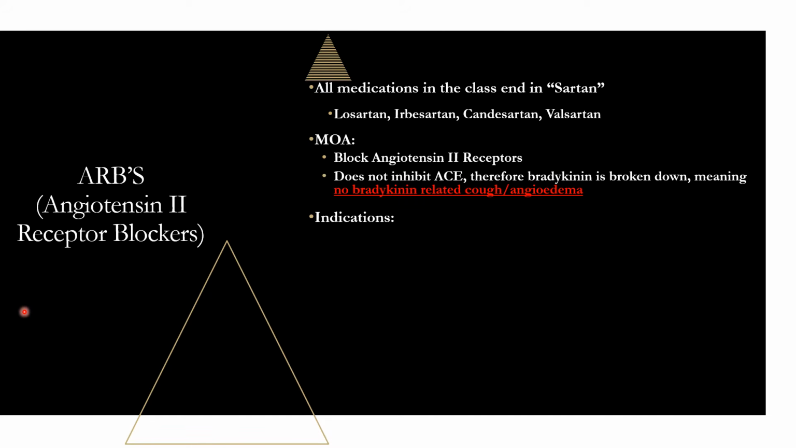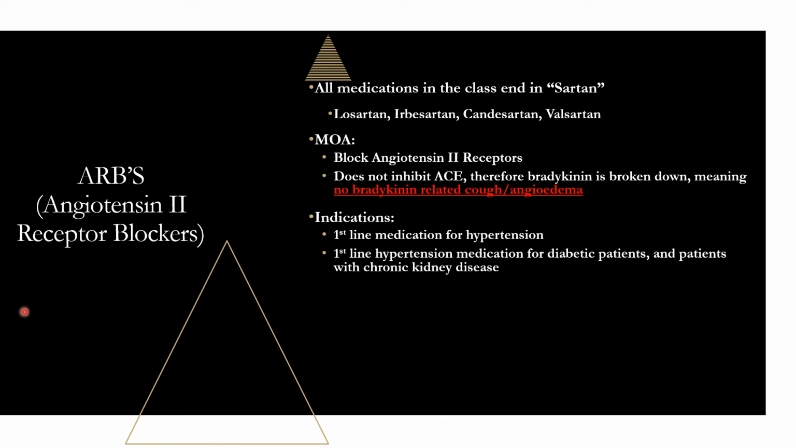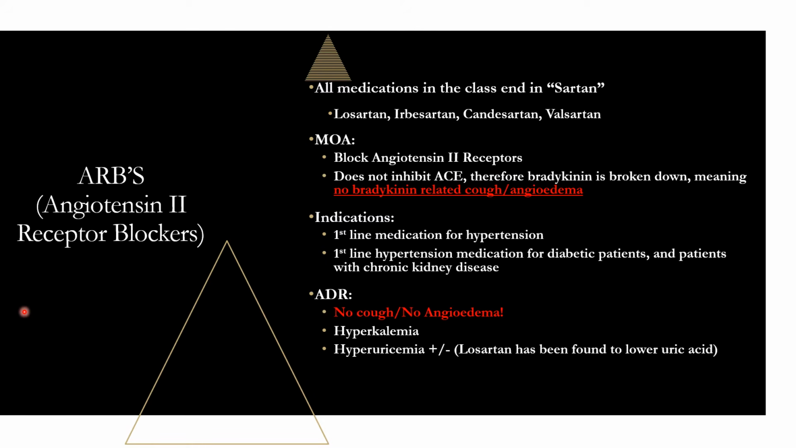Now, as far as the indications, it's pretty similar to ACE inhibitors. First line med for hypertension, as well as your diabetic patients and any patients with chronic kidney disease. So pretty similar as far as the indications. Now, as far as your adverse drug reactions, you're still going to have hyperkalemia, but you're not going to have a cough, you're not going to have angioedema. That's really the key. So hyperkalemia is still present, but that cough and angioedema no longer present. That's really the main thing you need to know with angiotensin II receptor blockers.